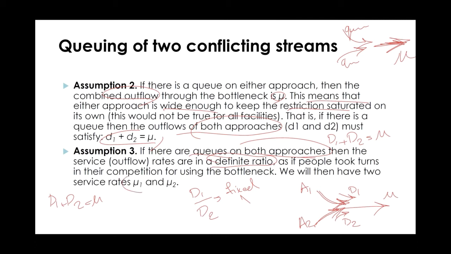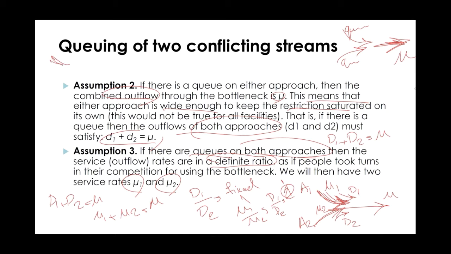Because of that, we can introduce mu1 and mu2, where the maximum outflow of approach one can be expressed as mu1, and the maximum outflow of approach two can be expressed as mu2. Therefore, mu1 plus mu2 is equal to mu. And then mu1 over mu2 is equal to D1 over D2 in this case, because both approaches are congested, and that is assumed to be a fixed number, whatever number, one or half. It could relate to the number of available lanes on each of the streams.